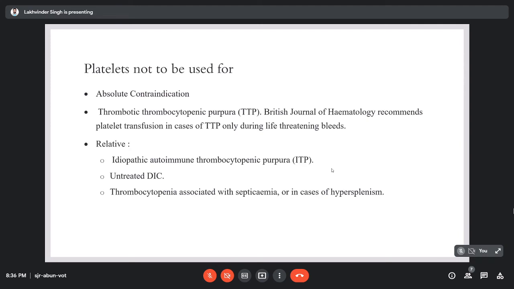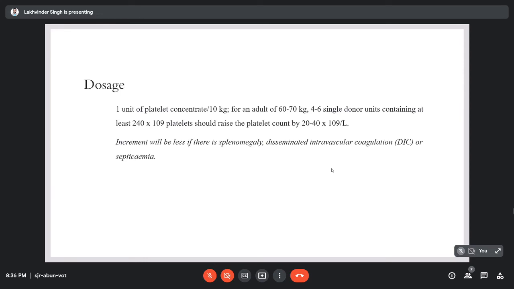For septicemia also you can consider giving them platelets, because the chances of intracellular bleed are very high with these patients. Dosage for platelets is 1 unit of platelet concentrate per 10 kg of body weight. Again, same as for the cryoprecipitates. So for an average man of 60-70 kg, 4 to 6 single donor units containing at least 10 to the power 9 platelets should raise the platelet count by 20 to 40,000. So a single dose increases the platelet count by 20 to 40,000.